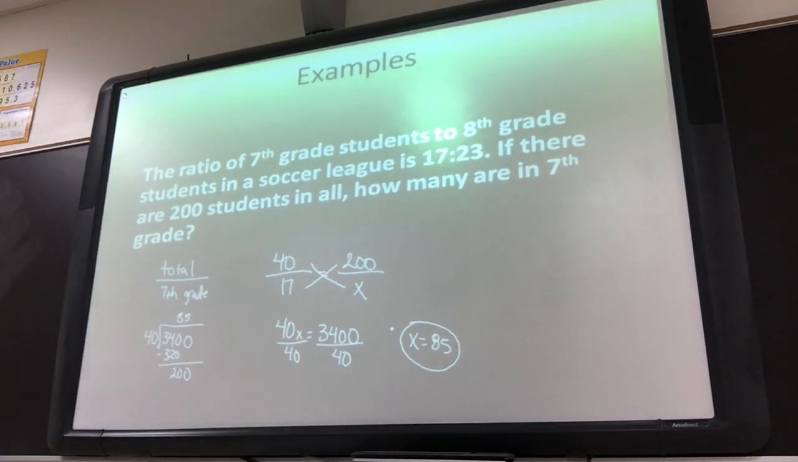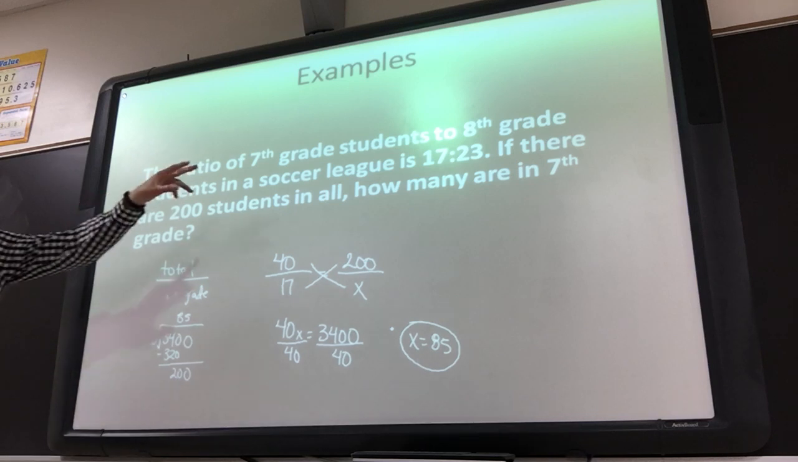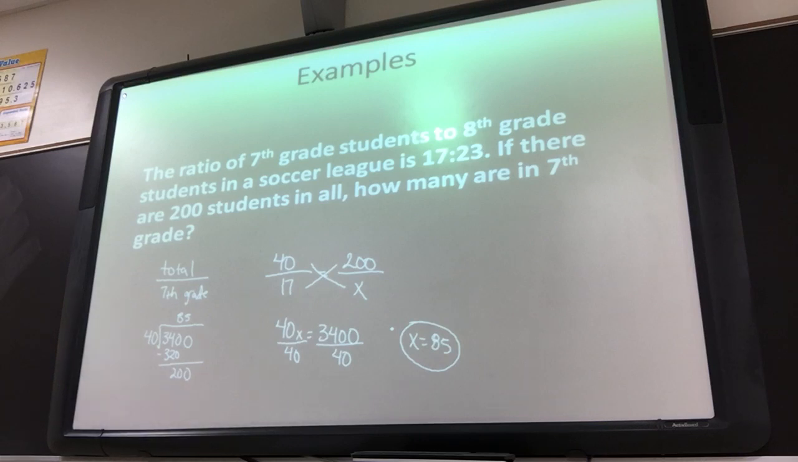So the big thing with that one is to notice that we're trying to find the total students with 7th grade. It's not 7th grade and 8th grade, it's total in 7th grade. So we had to add that 17 and 23 there. Okay, any questions on that?